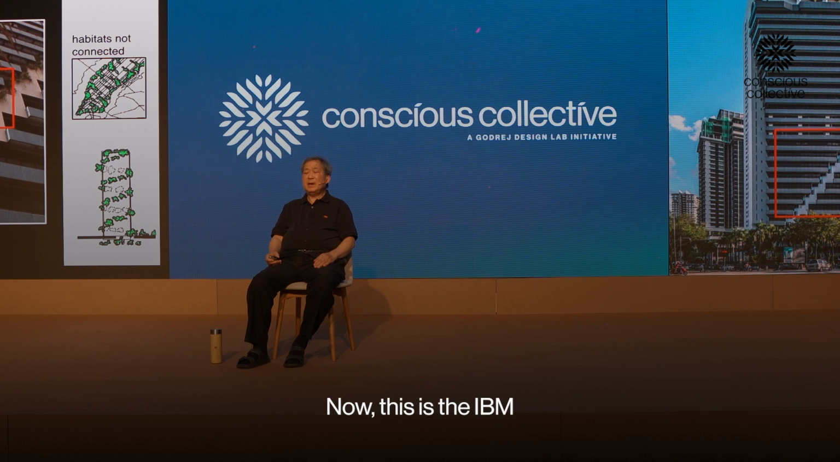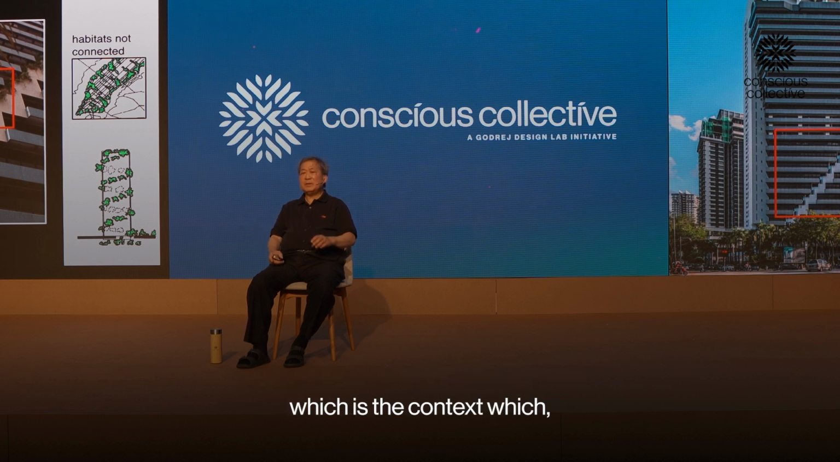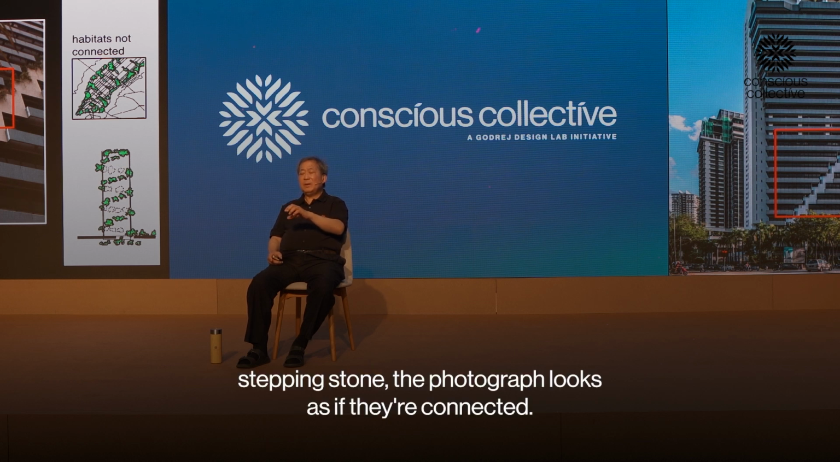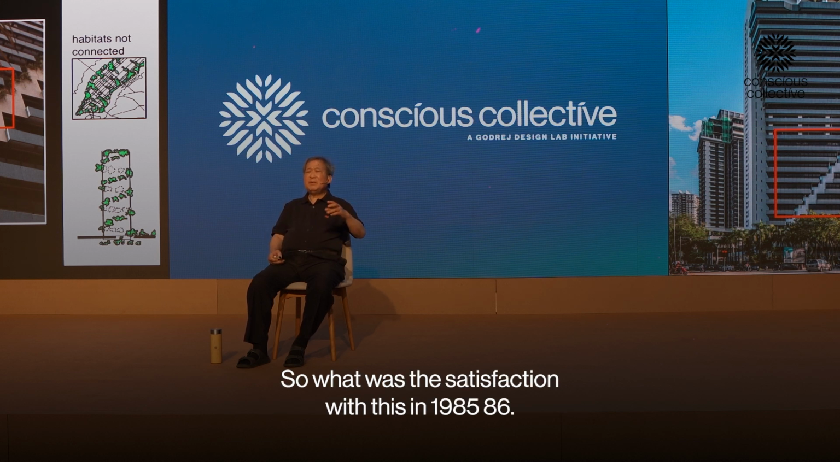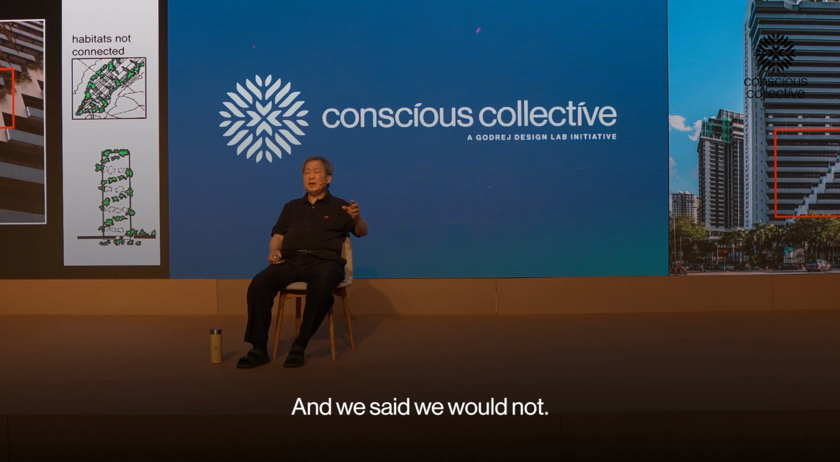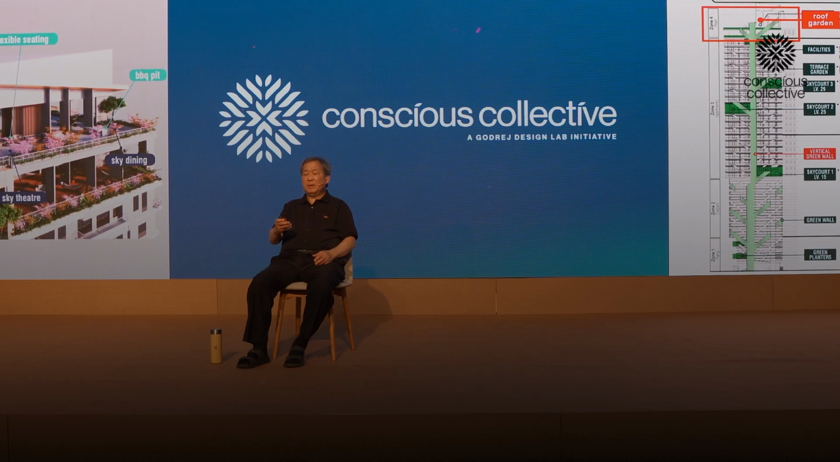Now this is the IBM building that we did back in 1985, and this is an exemplary example of the diagram at the right side, which is the planters, which are stepping stones. The photograph looks as if they're connected, but what connects the two is the trellises in between. So it wasn't satisfactory. But this is 1985, 86, and we said this eventually led to the continuous vegetated building. And sorry, we're going backwards here.